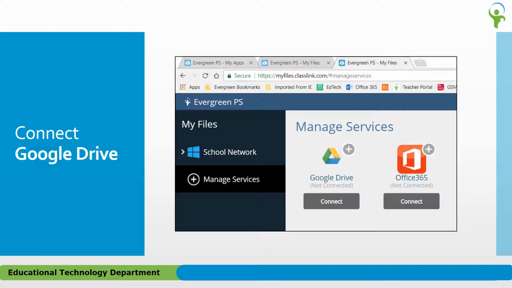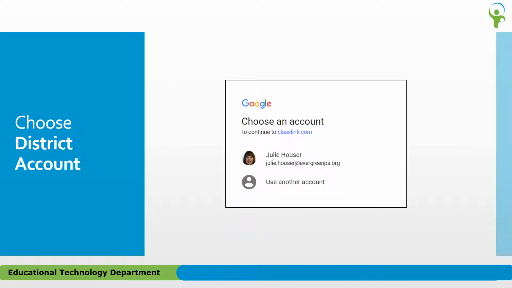In the left navigation tree, click on Manage Services. You will then see a button to connect Google Drive and Office 365 OneDrive files. Let's click to connect Google Drive. Click on your district account in the list. If you don't see your district account, you may need to click Use Another Account and enter your email address and password.